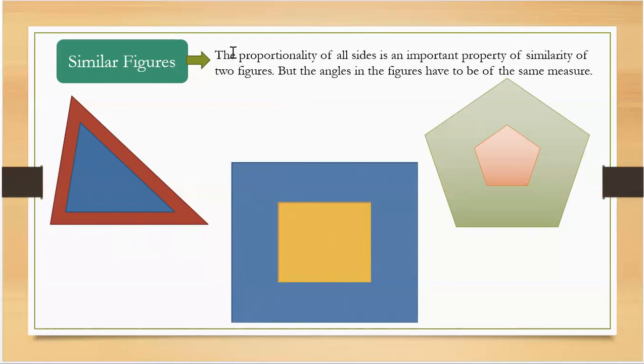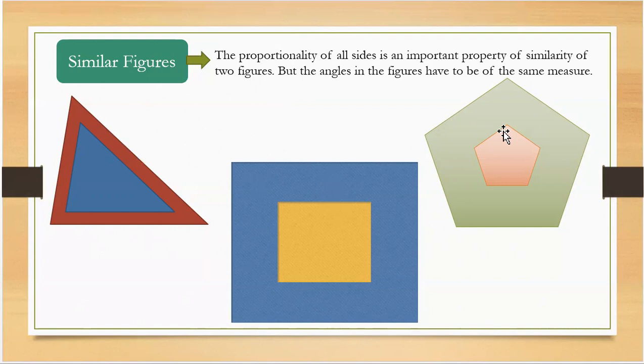But what are similar figures? How are they defined? The proportionality of all sides is an important property of the similarity of two figures. So कोई भी figures लो, दो triangles लो, you can take two triangles, you can take two squares, you can take two pentagons, hexagons, anything.